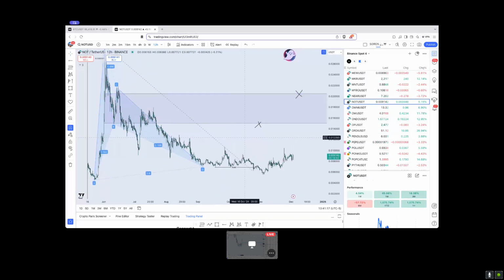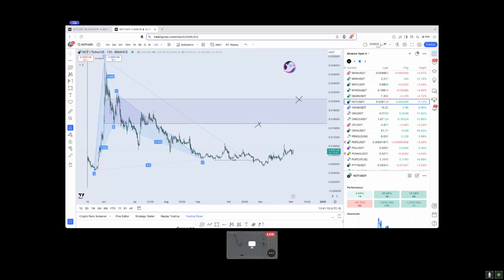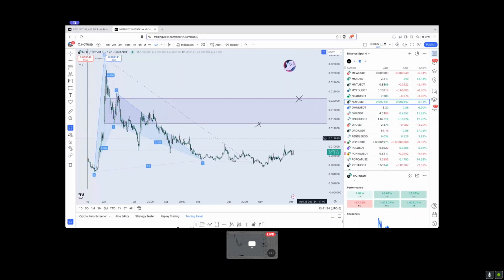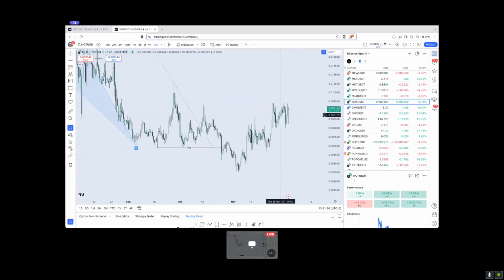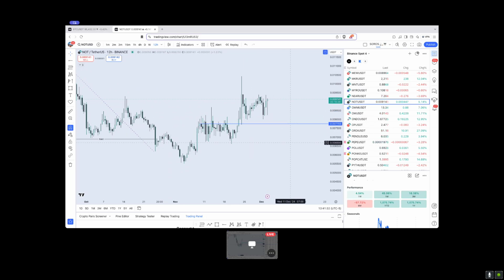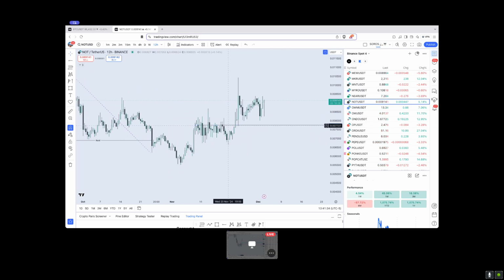Basically, coming out of this, you have your 382 fib here. That's going to be your target 1, 618 target 2. It's very wicky, but you have structure right here. So anything in this zone, I think, would be a pretty reasonable buy in that cluster.